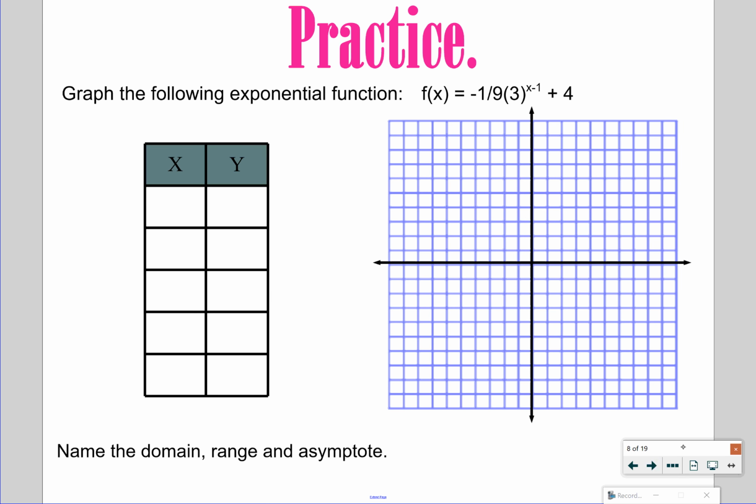Okay, here is a problem for you guys to practice. So start with -2 to 2. Fill out those values in the table, and then you can either extend the table into smaller x values or larger x values if you feel like it's necessary. Sketch your graph, name, domain, range, and asymptote.